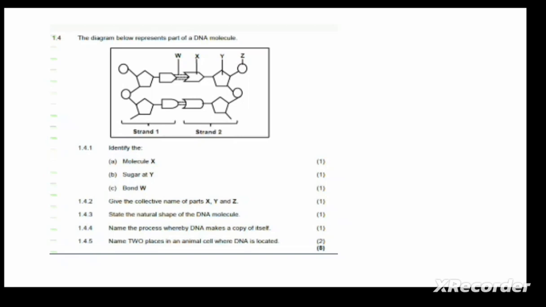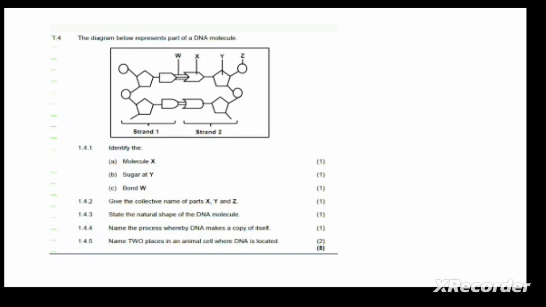So let's look at the first question. It says identify molecule X. Molecule X is a nitrogenous base. Sugar at Y. The sugar that forms part of a DNA molecule is a deoxyribose sugar. The bond at W, that's a weak hydrogen bond.